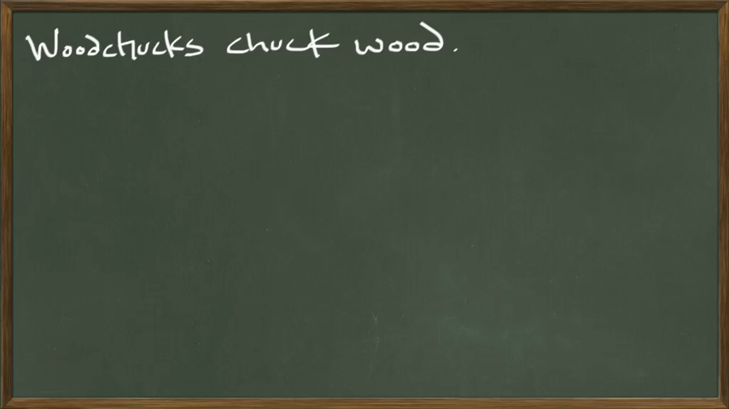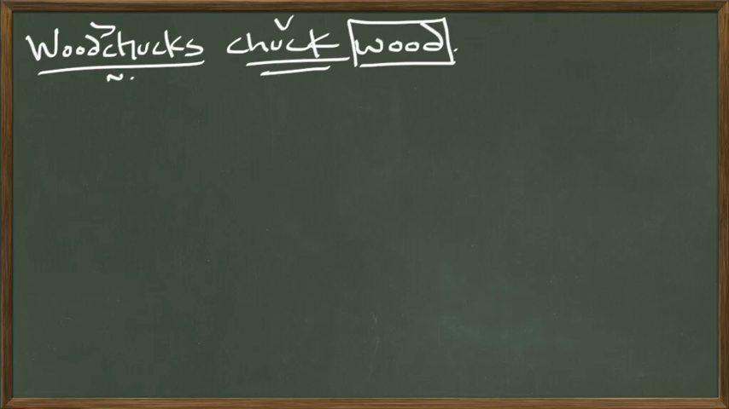So our first sentence is: woodchucks chuck wood. If you want to see a funny commercial of this, go to YouTube, search "woodchucks chuck wood" and type in Geico afterwards. The subject of the sentence is woodchucks. It's in the nominative case. What are they doing? They're chucking. What are they chucking? They're chucking wood. That's the direct object, and in Latin it would be in the accusative case.